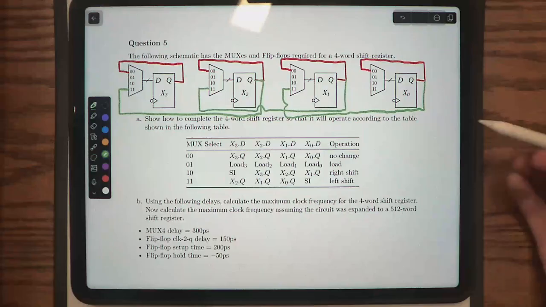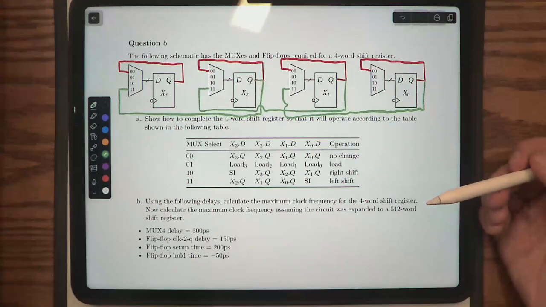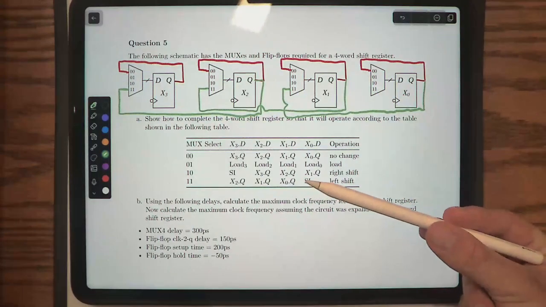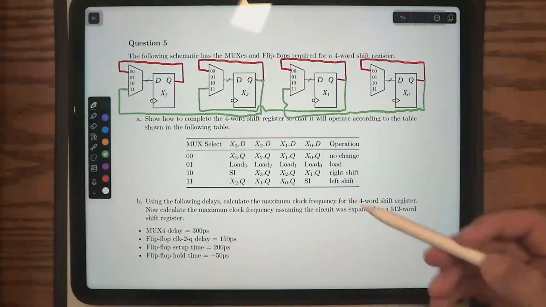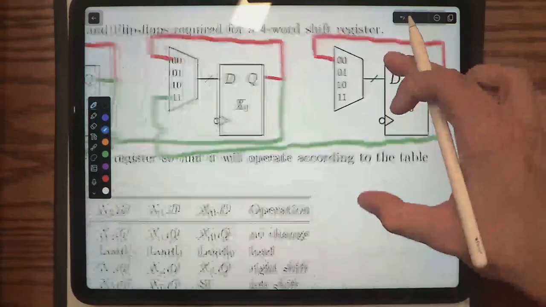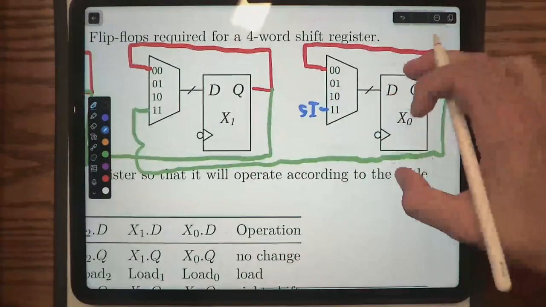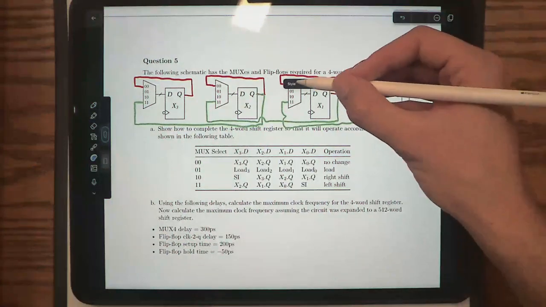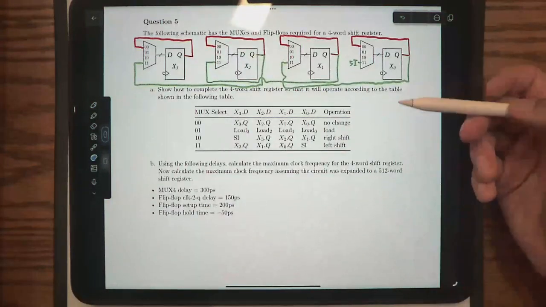And then we're missing this input. What should this one be? So it's not 0. What is it? SI, yeah. What does SI mean? Serial in, yeah. So SI goes in right here. There we go. Okay, so that's the first half of that question done. I won't spoil the rest of it.